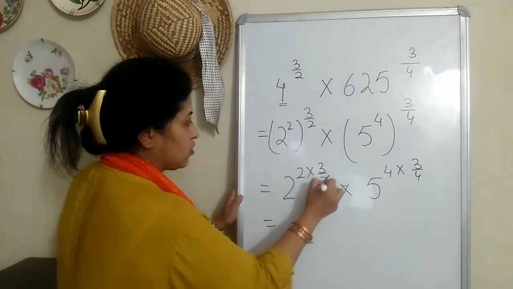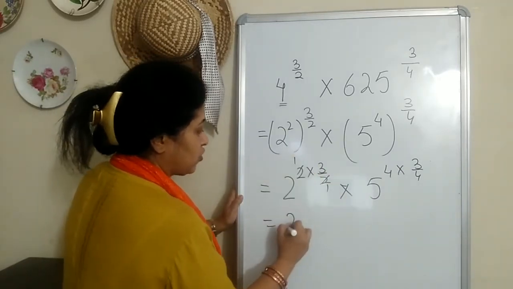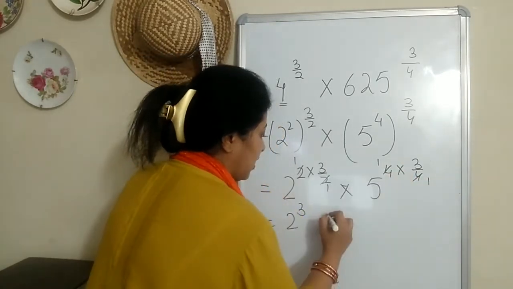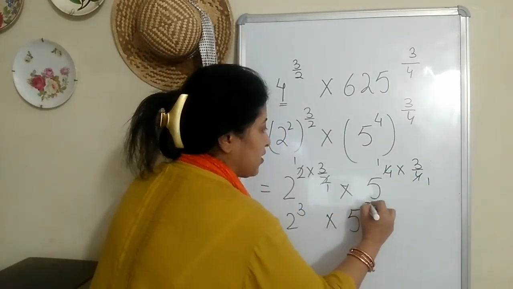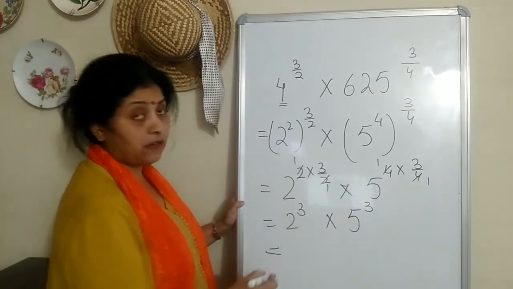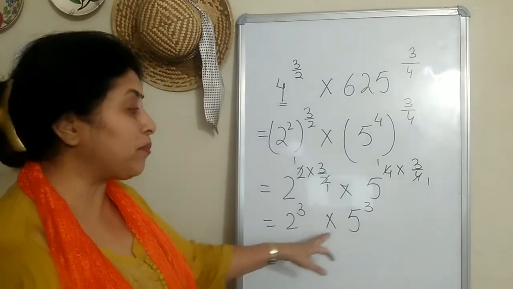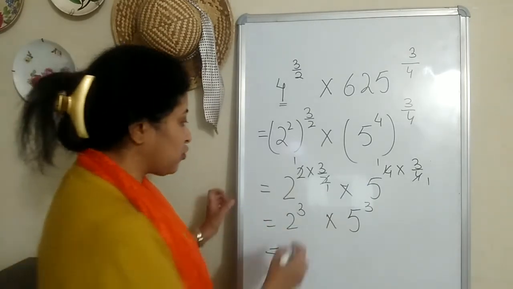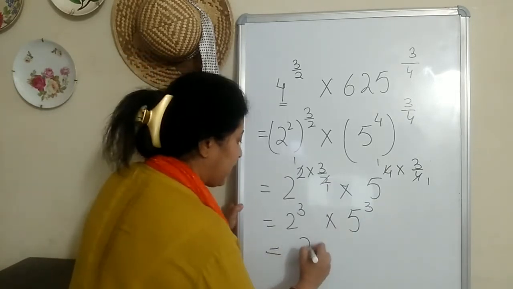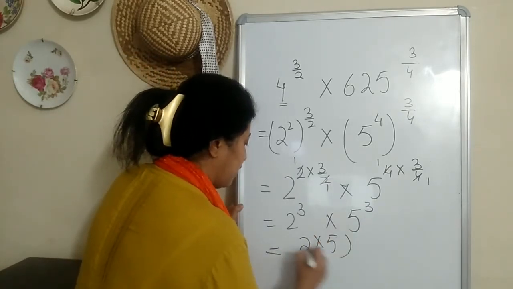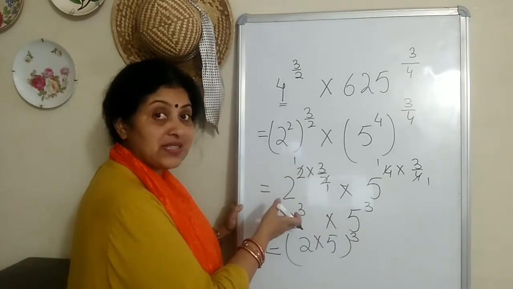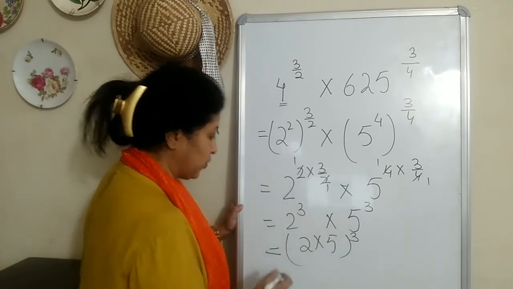And this becomes 2 raised to the power of 3, and here 4 1s are 4, into 5 raised to the power of 3. Then of course you can do it separately, or you can combine the two because both of them have the same power. So can I write 2 into 5 raised to the power 3? It's totally up to you whether you want to do this separately or you want to do this step.